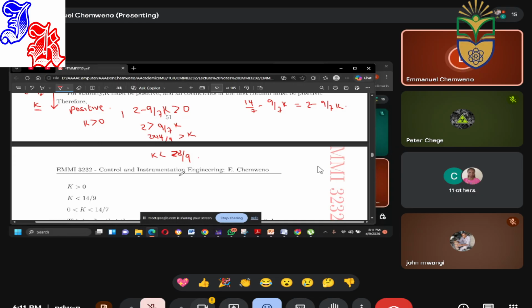No, 2 times 7. I'm sorry, this is 2 times 7. I've cross multiplied 7 and 14. Meaning k has an upper bound.